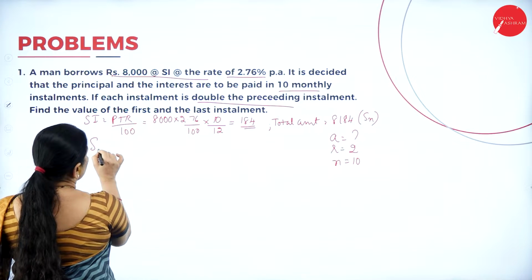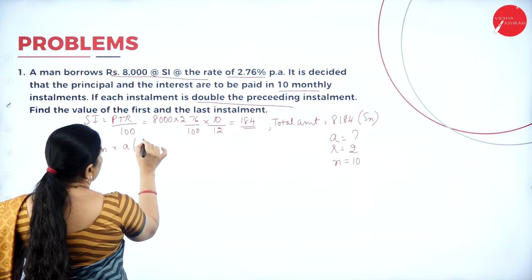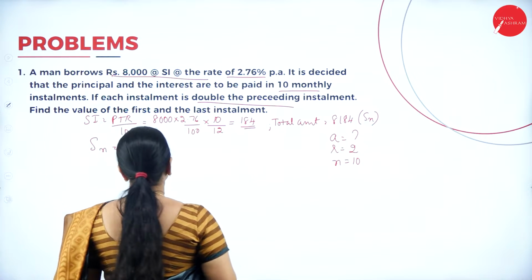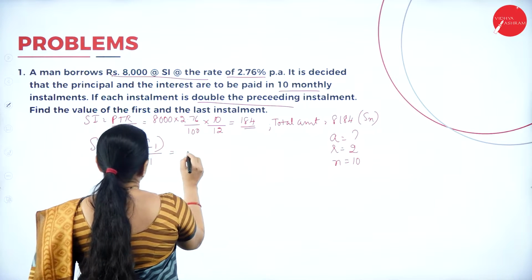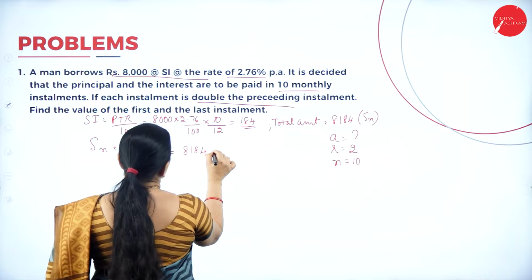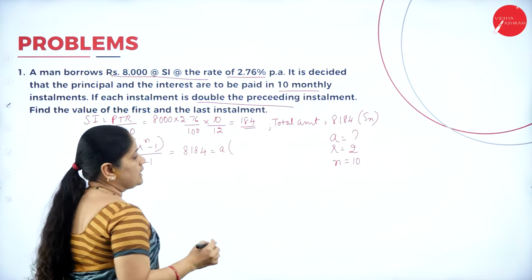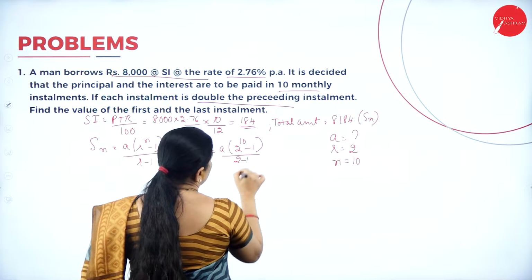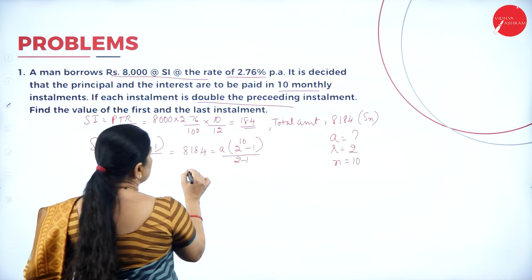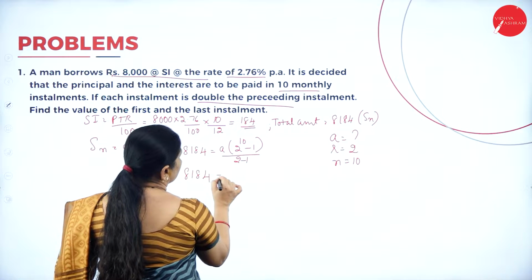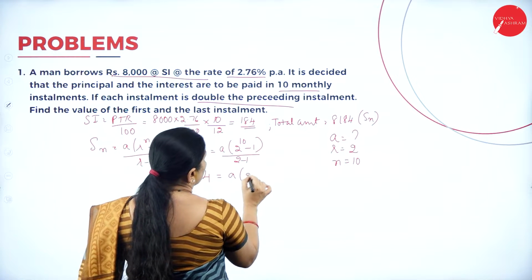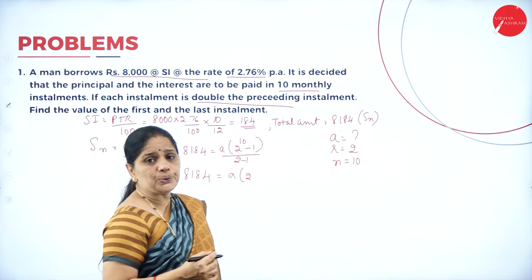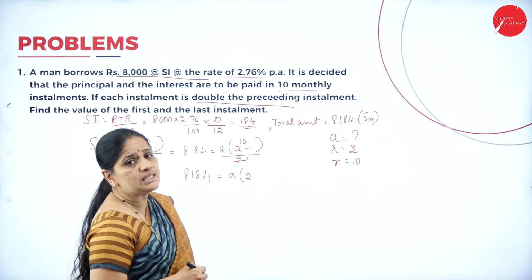So, we make use of the formula Sn equals A into r to the power of n minus 1 divided by r minus 1. So, I will write here 8184 equals A into, R is equal to 2, so 2 to the power of 10 minus 1 divided by 2 minus 1. So, this will be 8184 equals A into 2 to the power 10. When I have to multiply 2 10 times, I get 1024.